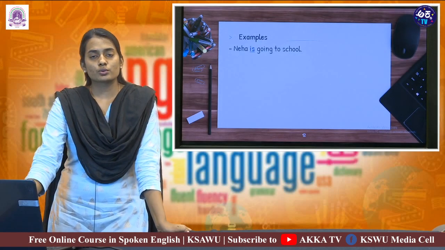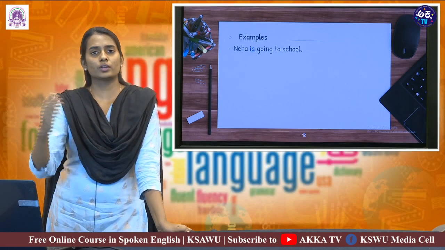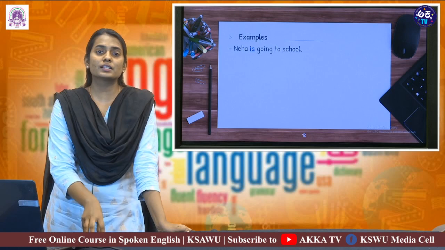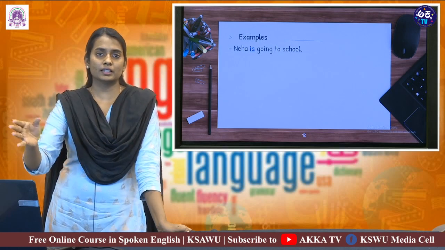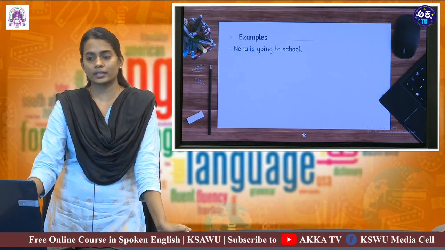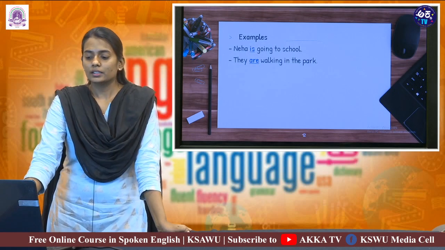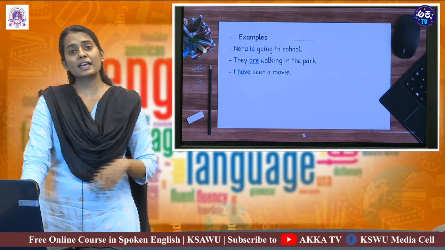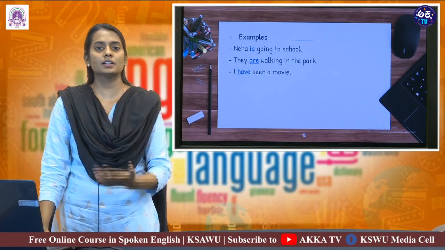Neha is going to school. So is is the helping verb and going is the main verb. Here we are telling in which tense it is: it is present and it is continuous, progressive. So Neha is going to school. She is going. Then, they are walking in the park. I have seen a movie. Have is a helping verb and seen is the verb.